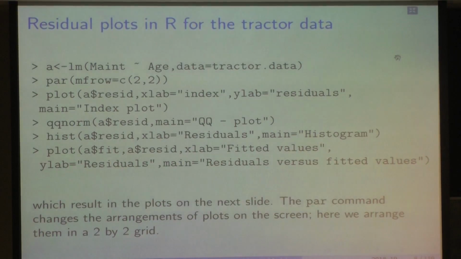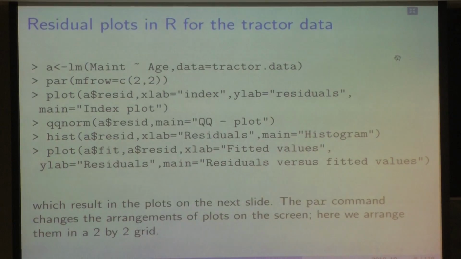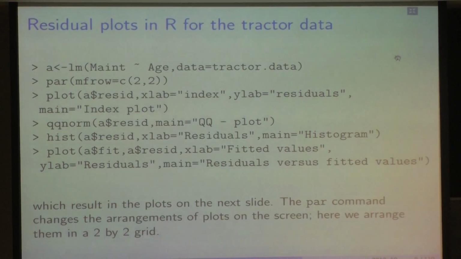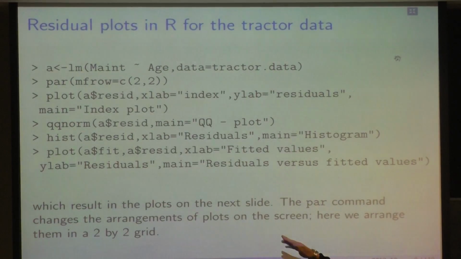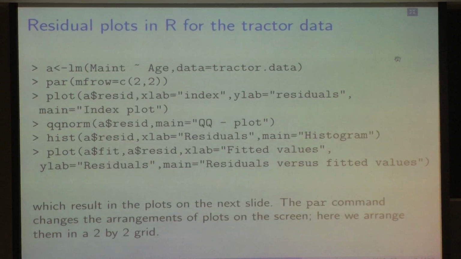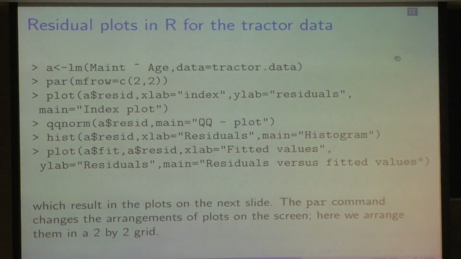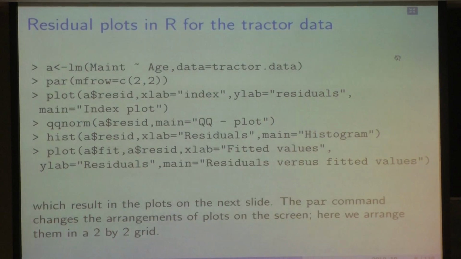The qqnorm gives what's called a QQ plot. I'll discuss that, I think, on the next slide. The third one, hist, gives a histogram of the residuals. The fourth one gives a plot of the residuals against the fitted values. So $fit gives the fitted values, and A$resid gives the residuals in the model A. That gives a plot of the residuals against the fitted values. Again, I'm going to show you examples of this on the next slide.